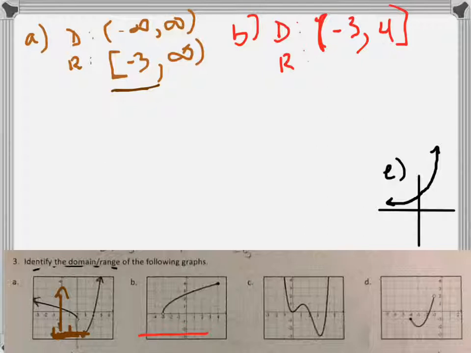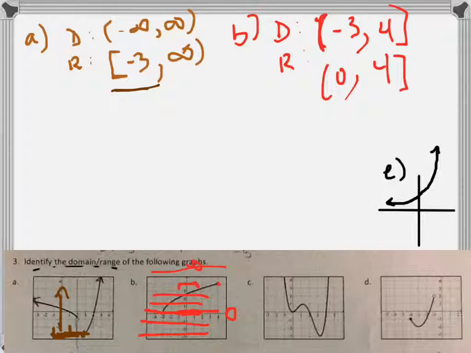The range: no, no, almost, but no. So starting at, where am I at? I'm at 0. See where I'm scanning? That's 0 on the y-axis. So from 0, not including 0, all the way up to here, including 4, and nothing above it. That's my range.